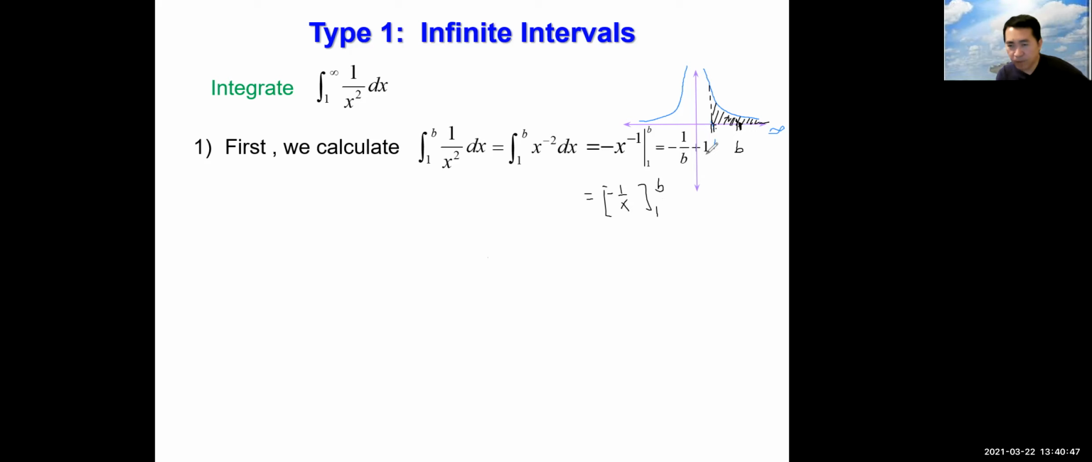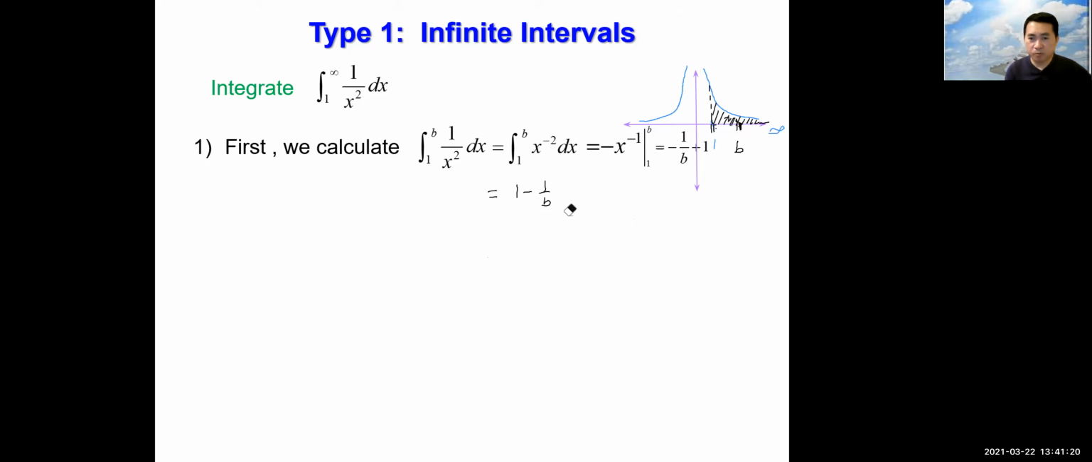But I think it becomes a +1 there, so we subtract 1. So after all, this part right here, when you integrate, it becomes 1 minus 1 over b. This is the plus side, by the way. Now I have the area from 1 to b.